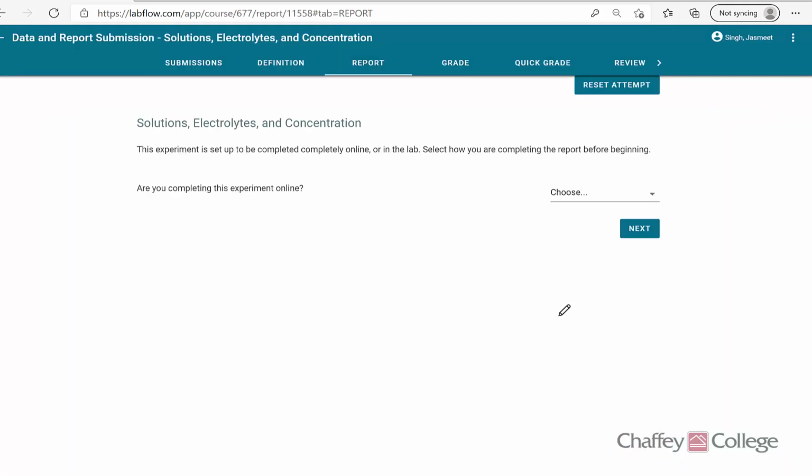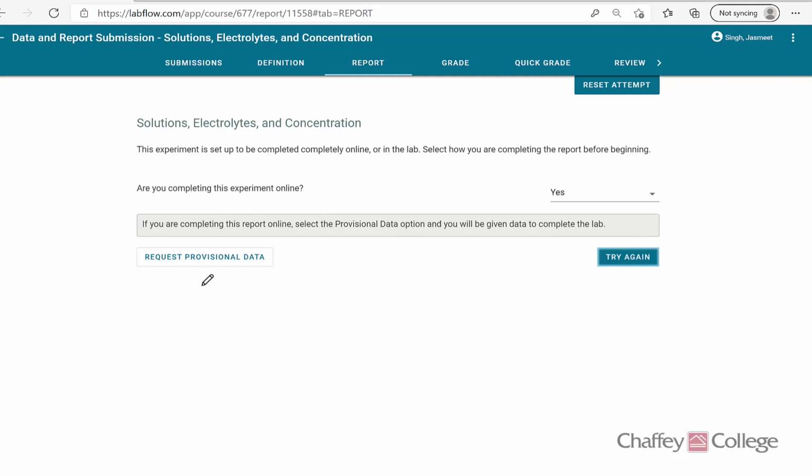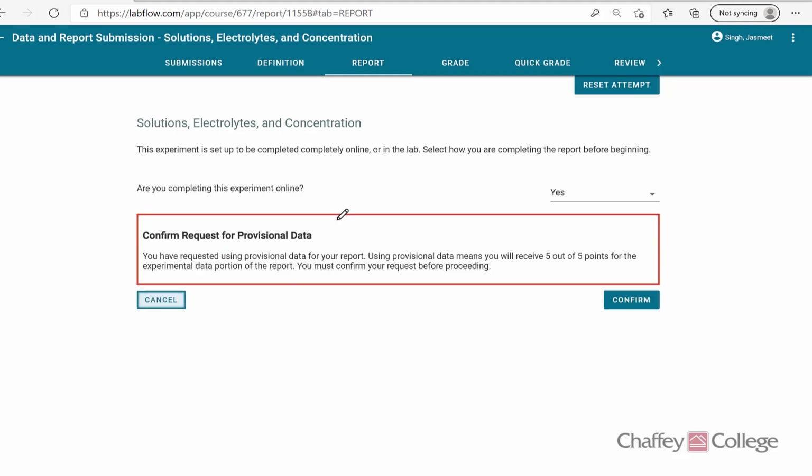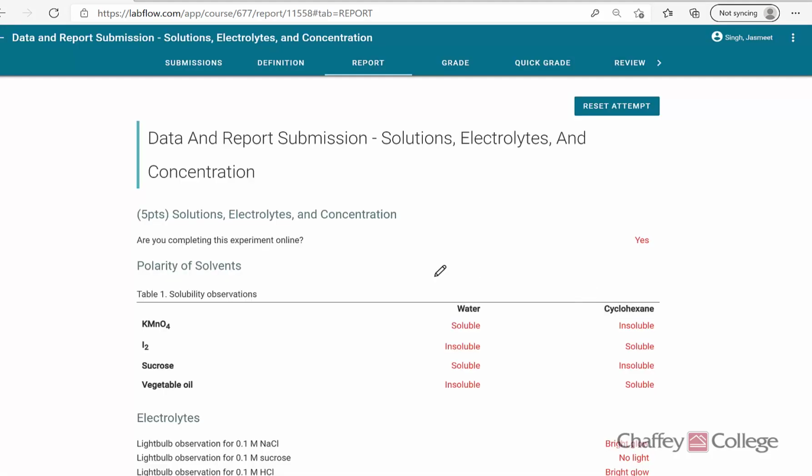Okay, so when you open the lab report, you will see this message. To complete this lab report, we need data. Because we are completing this lab report online, we will choose yes, and then we will click next, and then we will click here, request provisional data. After clicking here, we'll confirm it, and it will give us some data.